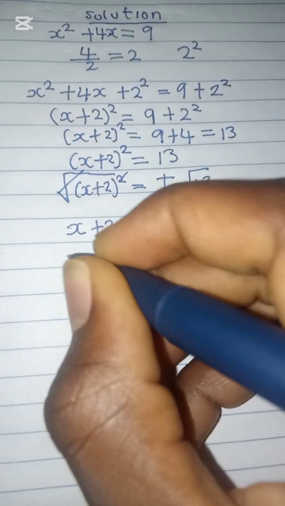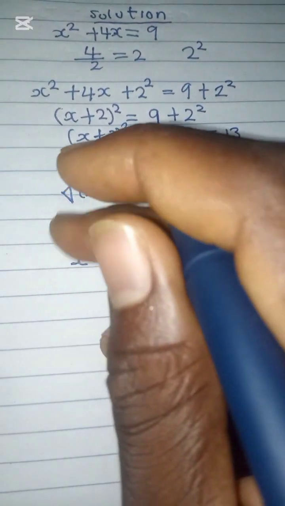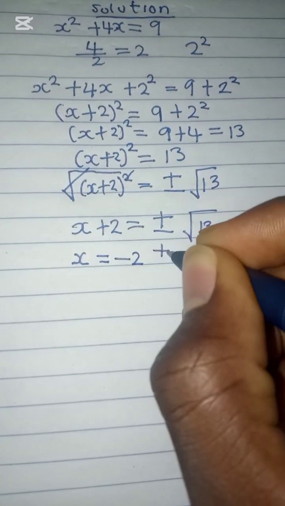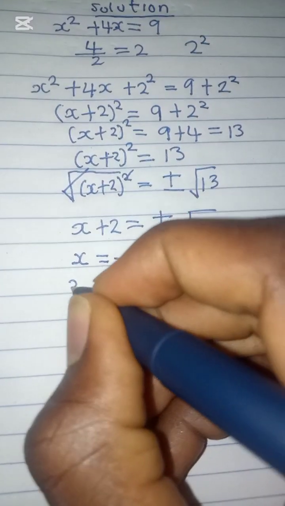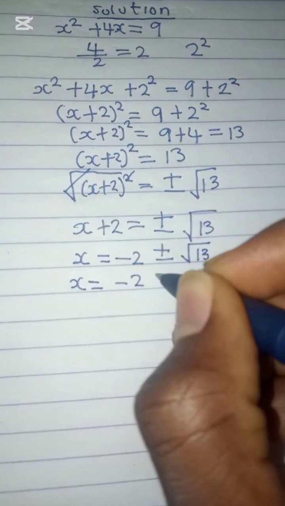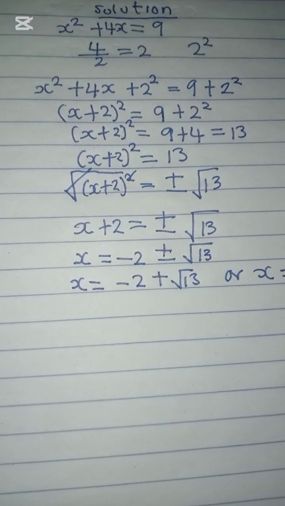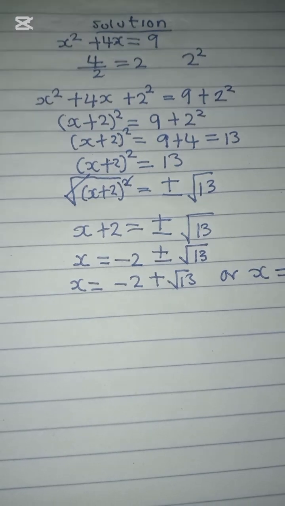And finally, the value of x will be: moving our 2 to the other side, it becomes negative 2. So x is equal to negative 2 plus or minus the square root of 13. This means x is equal to negative 2 plus root 13, or x is equal to negative 2 minus root 13.